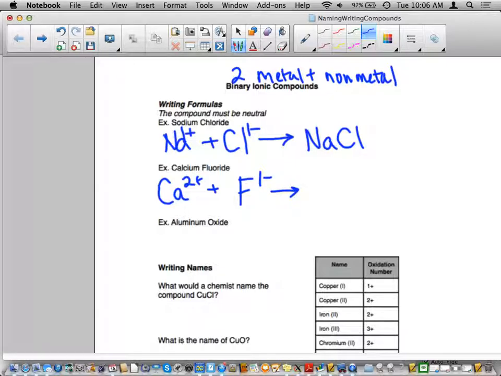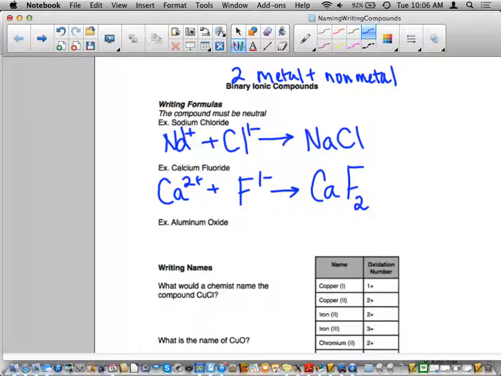My charges are not balanced. So what do I need to do to get my charges balanced? Kayla? I need another fluorine. As an element, it's fluorine. When you list it second in a compound, you add the IDE. So you need 2 fluorines to balance out the positive 2 calcium.